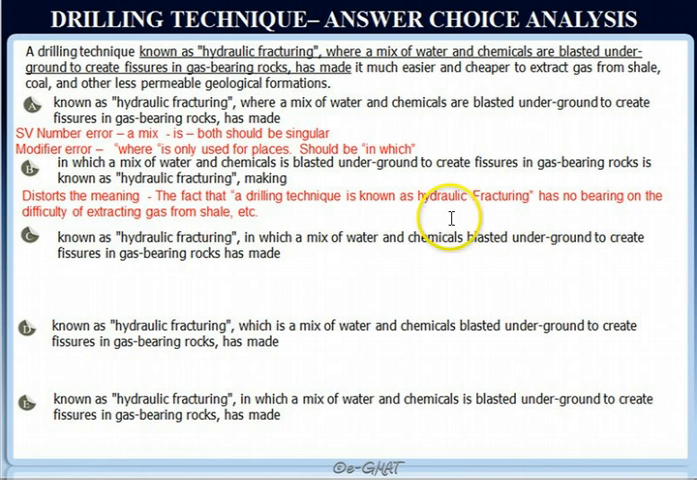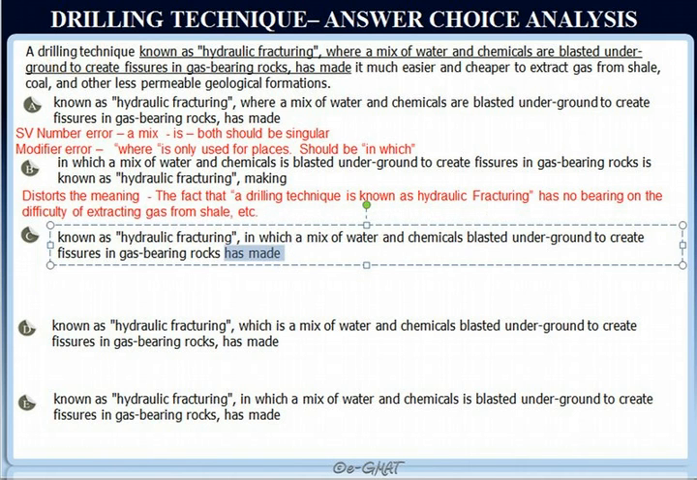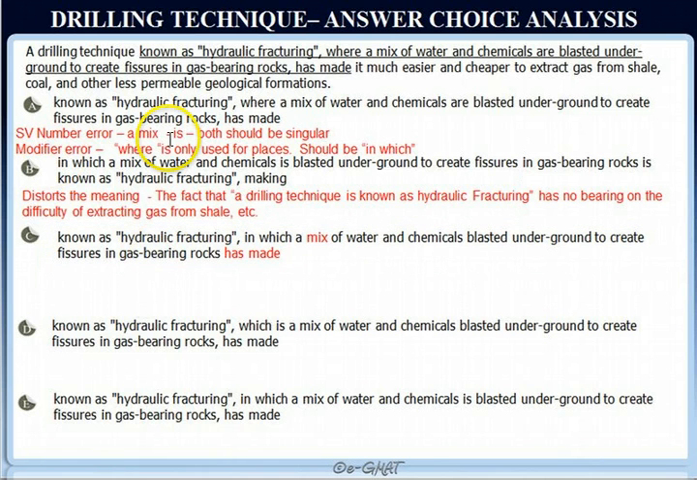So here notice that we had are blasted or is blasted, so that was the verb. So blasted was the verb for the subject mix, but here we don't have is or are before it, so it means it's a verb-ed modifier. So what it's saying is that a mix of water and chemicals blasted underground to create fissures in the gas bearing rocks has made. So now has made has actually become the verb of a mix. So it appears as though a mix has made it much easier and cheaper to extract gas.